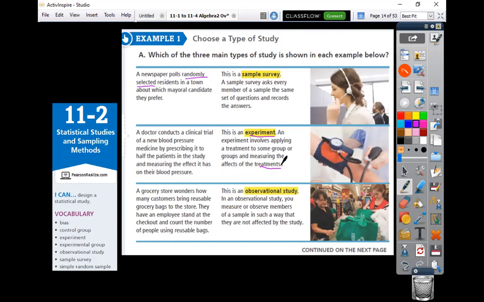And then the last one is an observational study. There's no randomization. You're just looking at the people that happen to come by or that end up in your study.